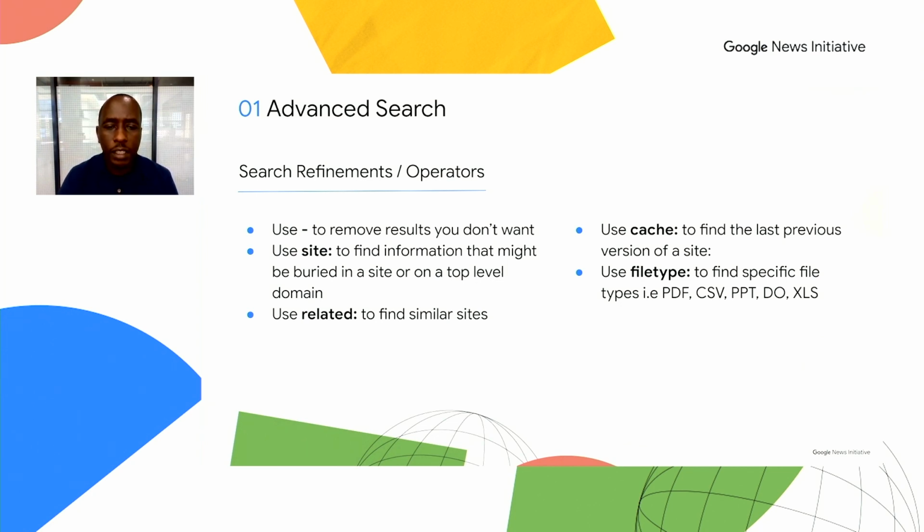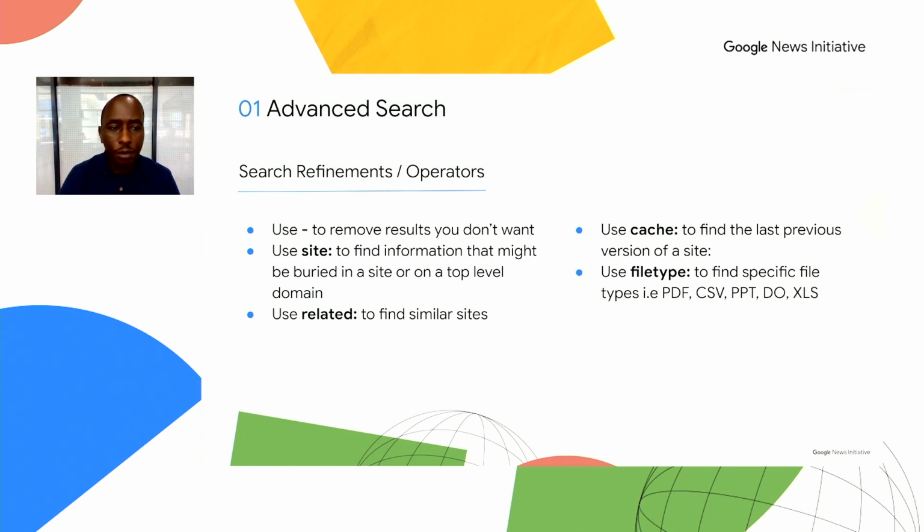This helps to find information that might be buried in a site or on a top level domain. Related colon helps you find similar sites, while using cache colon will find the last previous version of a site. Using file type colon will help you find specific file types, whether that may be PDF or Excel or Word documents that you are interested in. So this will refine the kind of file type that you'll get back in terms of results.